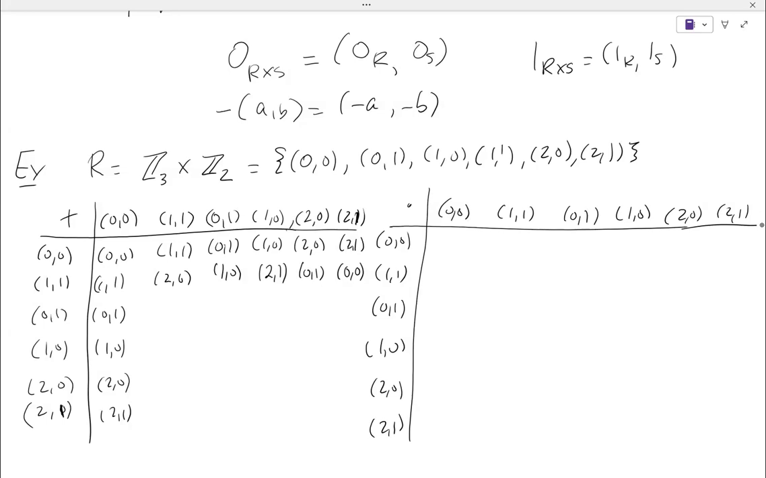What do you get when you do (0,1) plus (1,1)? You're going to get (1,0). (0,1) plus (0,1) gives me (0,0). Good. (0,1) plus (1,0) gives me (1,1). (0,1) plus (2,0) gives me (2,1). And finally, the last one's going to be (2,0).